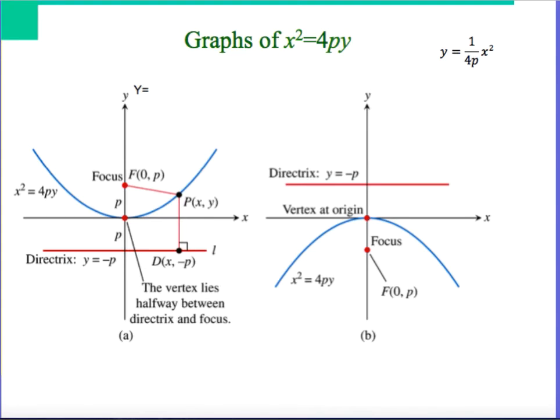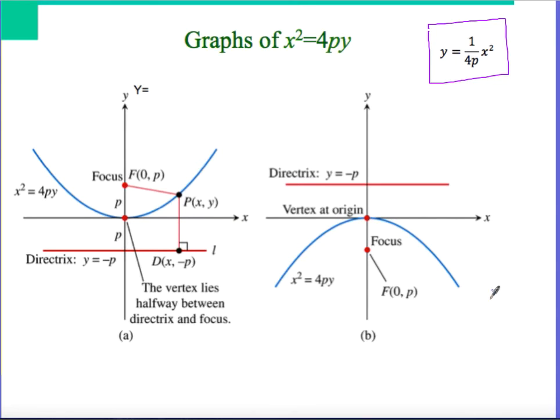So when we look at this next slide, again, seeing up in the upper right-hand corner our equation, y equals 1 over 4p times x squared. As we said, if that p value is positive, that's going to give you a nice parabola that's opening upward. Then you see that your directrix was at y equals negative p.